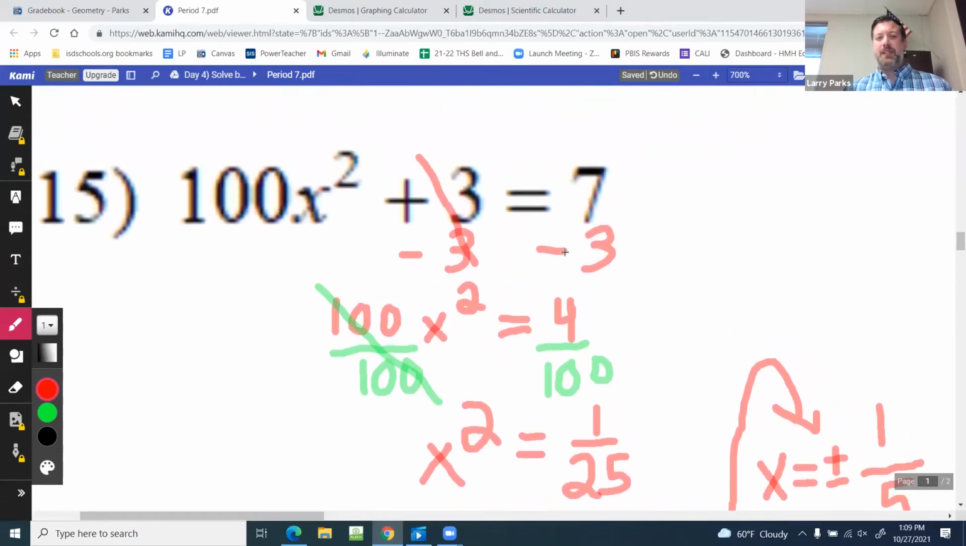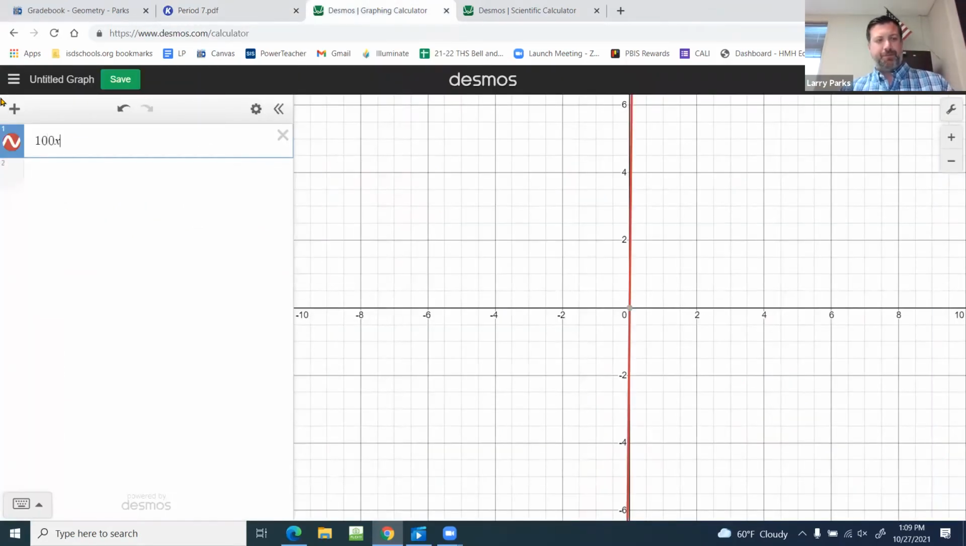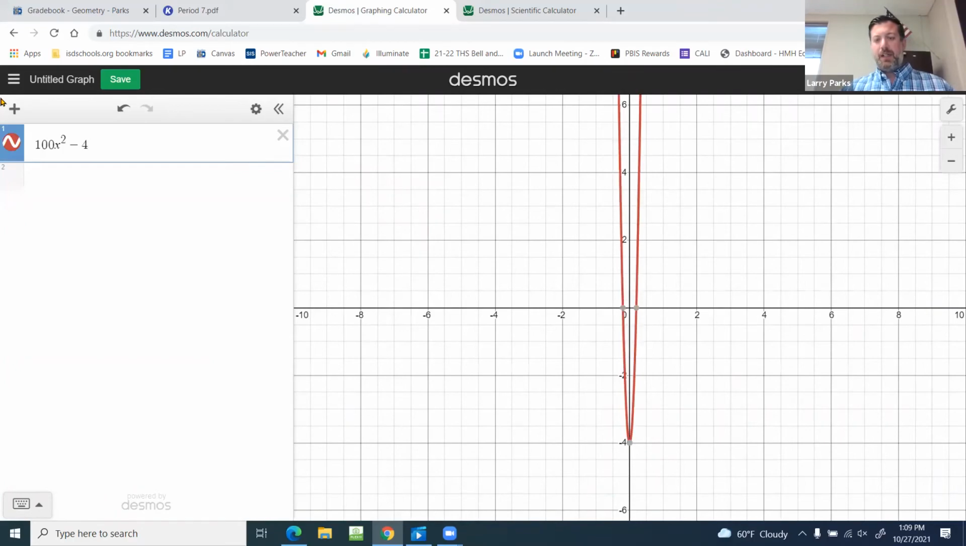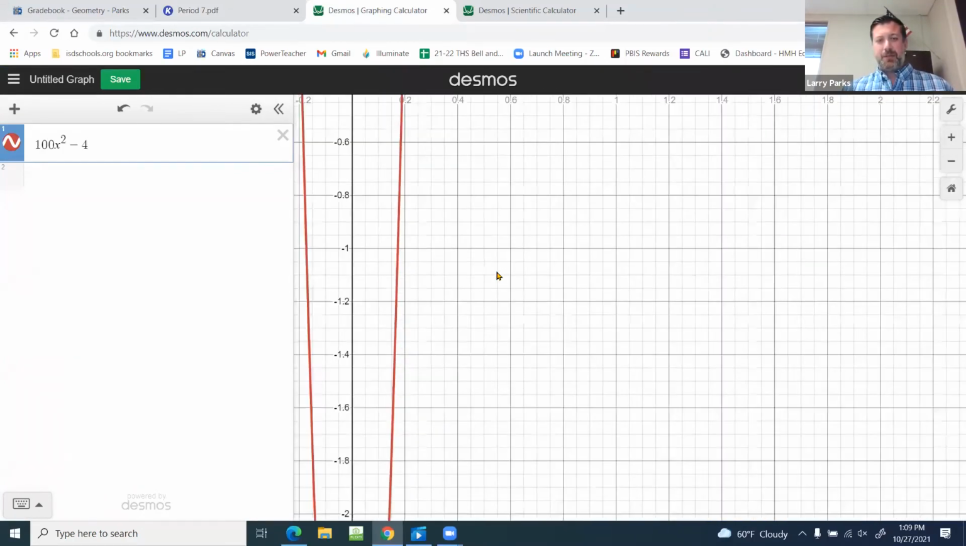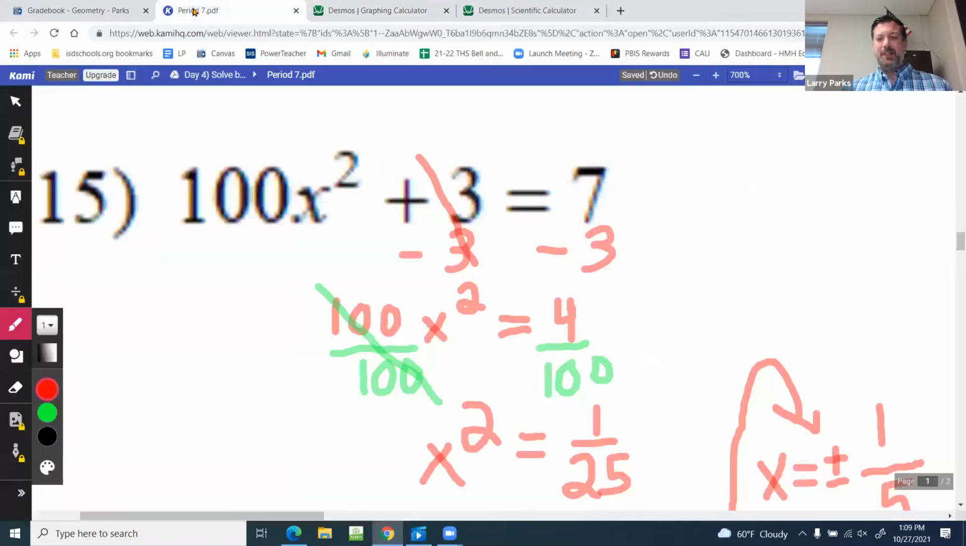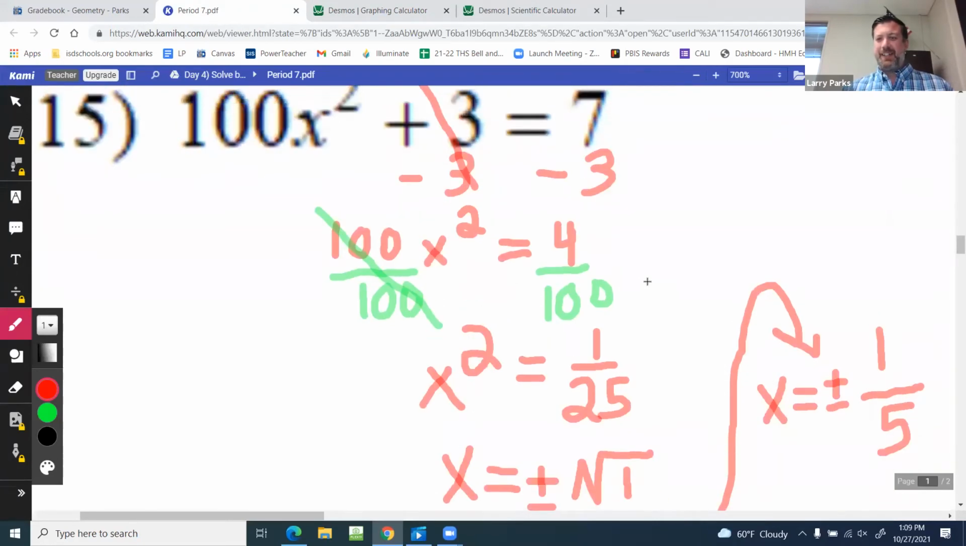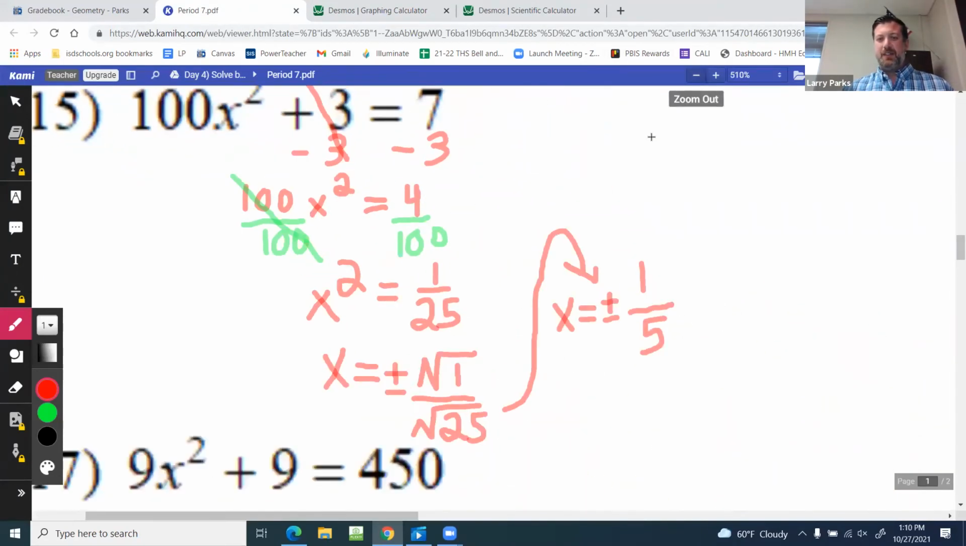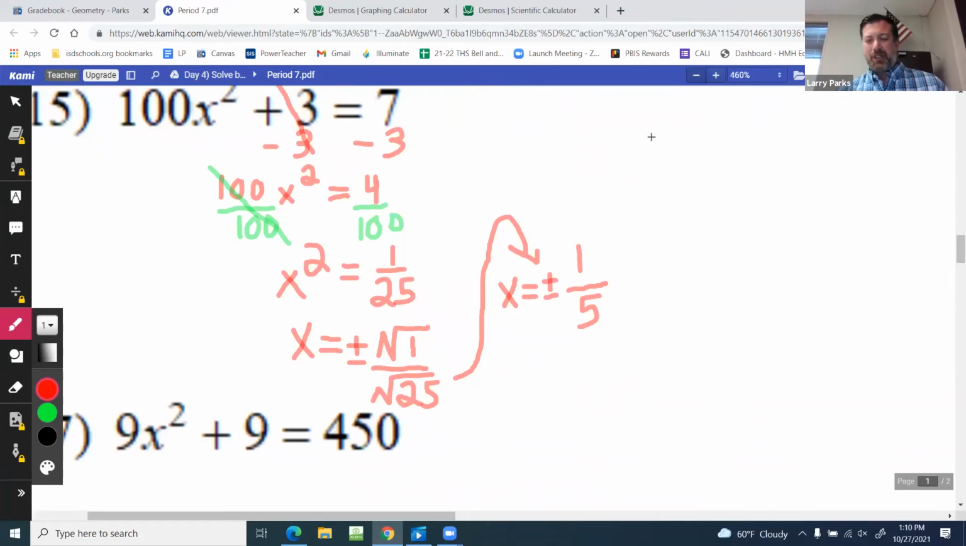If I wanted to type this in to check my work, I would subtract 7 from both sides. That'd be 100x squared, and then 3 minus 7 is negative 4. So I would type in 100x squared minus 4, and I see my x-intercepts are 0.2 and negative 0.2. It's exactly what I just said. All right, I feel good. It is very important to check your work, especially when you're making a live video for someone.